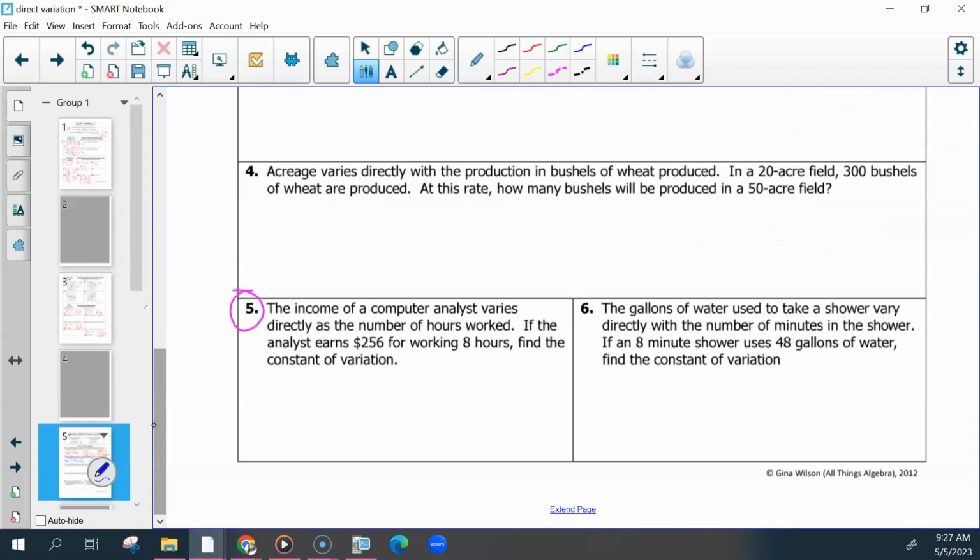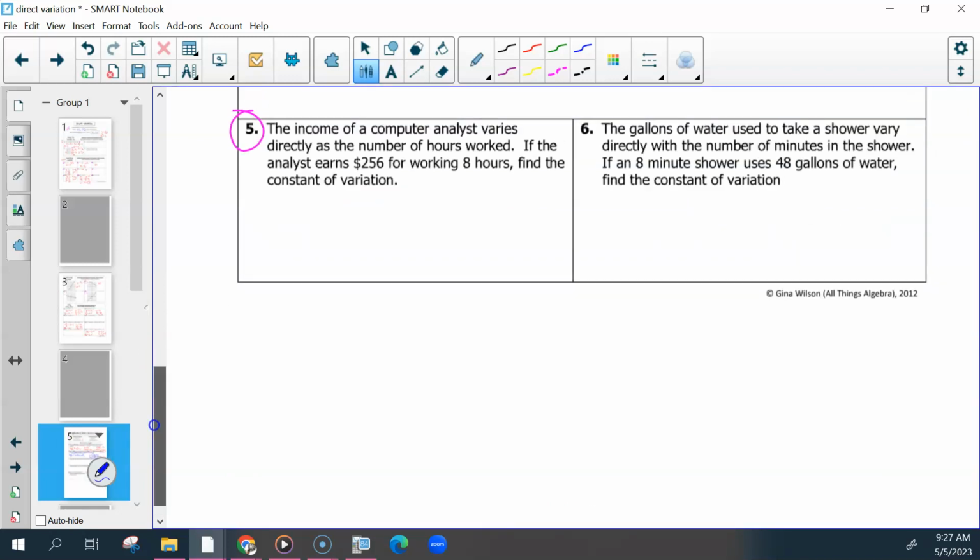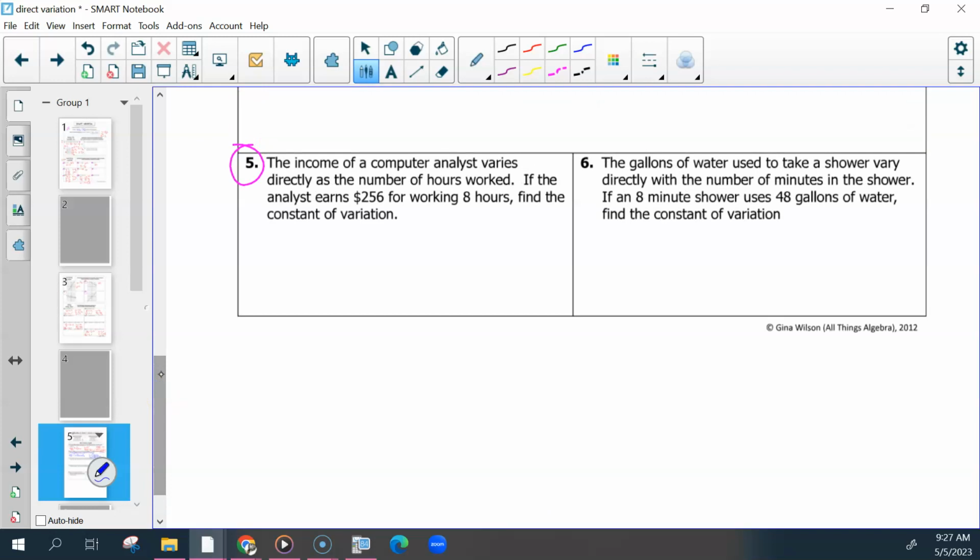We're going to do 5. Here, you see the income of a computer analyst varies directly as the number of hours worked. So income is Y, number of hours is X. It tells us the amount earned, that would be our Y, and the amount of hours, so X. What are we looking for here? And that's it. So find K, and that's your answer.